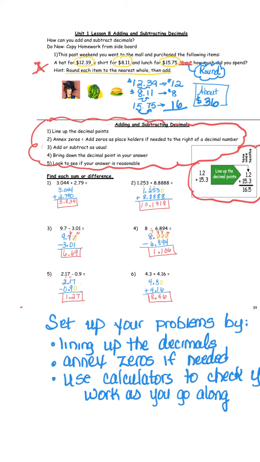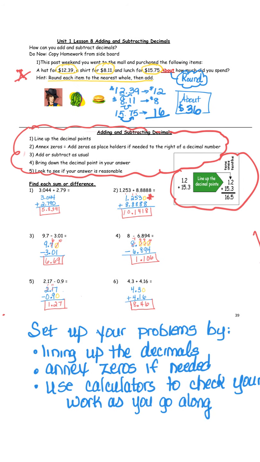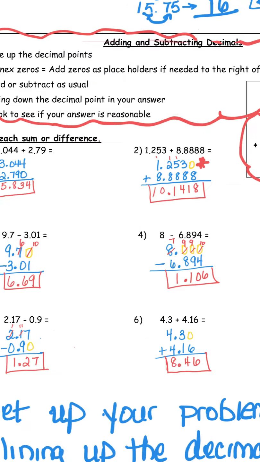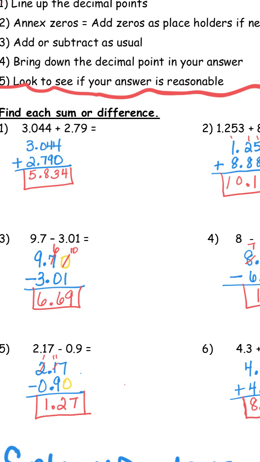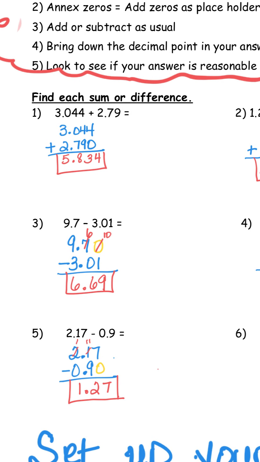Number 2, now notice this little yellow spot here. We are annexing a 0, that means we're adding a 0. We line up the decimals when we are adding and subtracting. The decimals have to line up. That's a very big important fact when you're adding and subtracting decimals. So your answer to number 2 was 10 and 1,418 ten-thousandths.